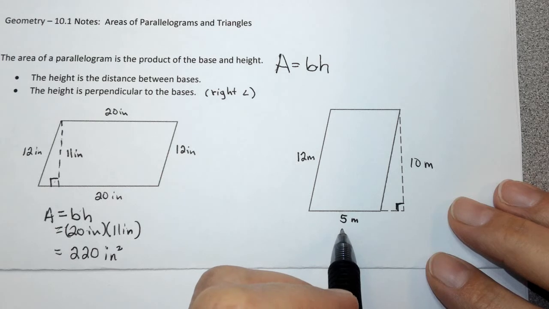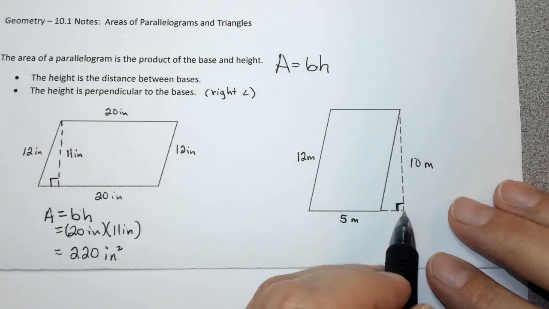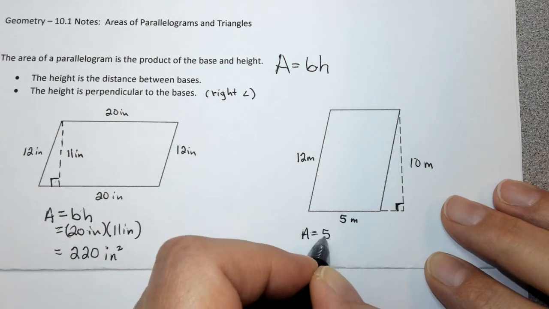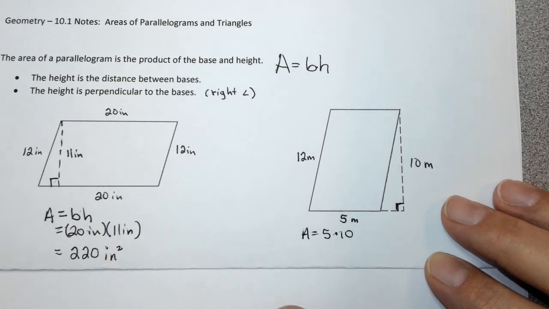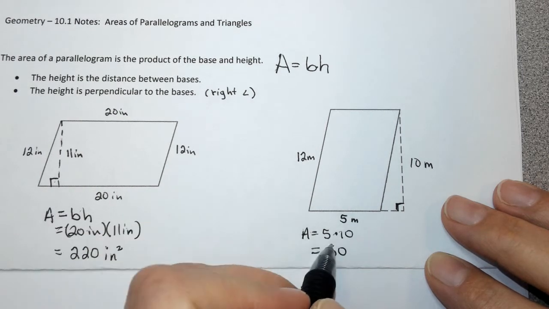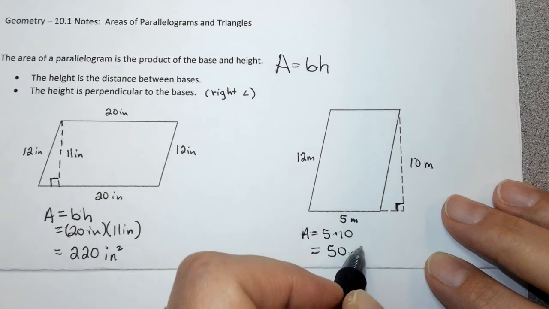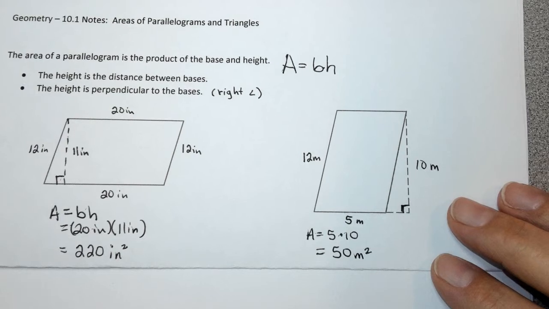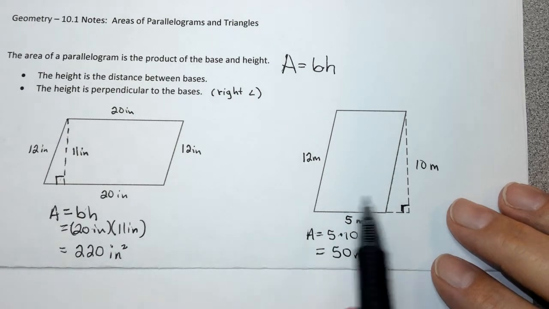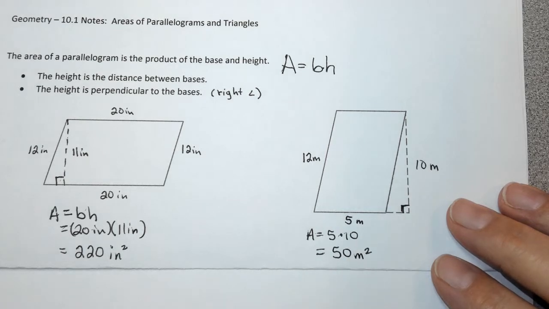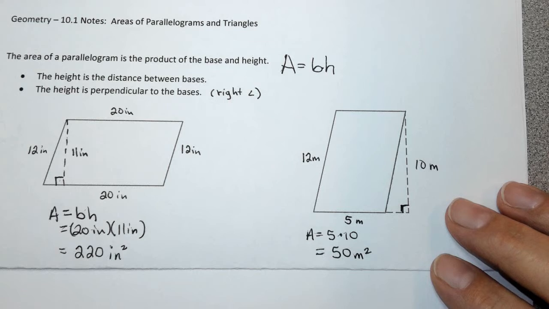So the base is 5, and then at a right angle to the base is the 10. That's your H. So area equals 5 times 10, base times height, which is equal to 50. Now technically we did meters times meters, which is meters squared. So 50 square meters is your final area. If the two measures you substitute into your formula do not meet at a right angle, you have the wrong measurements. That is your bottom line test.